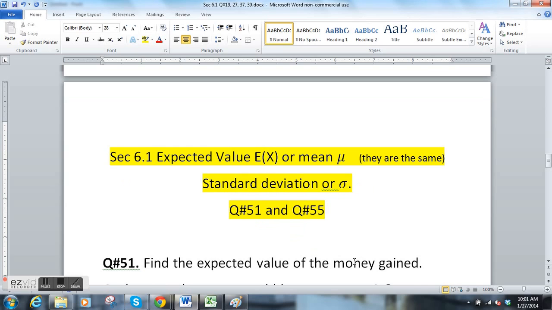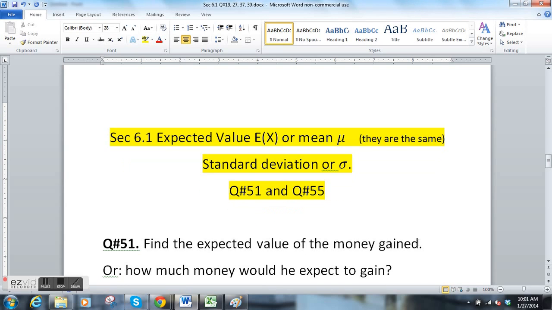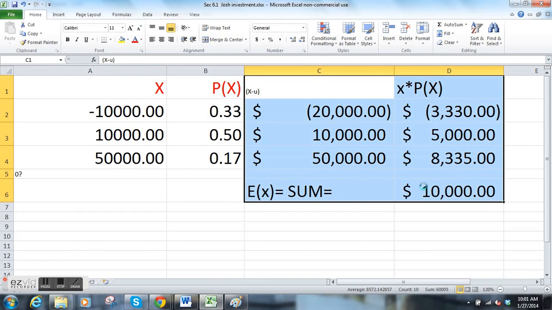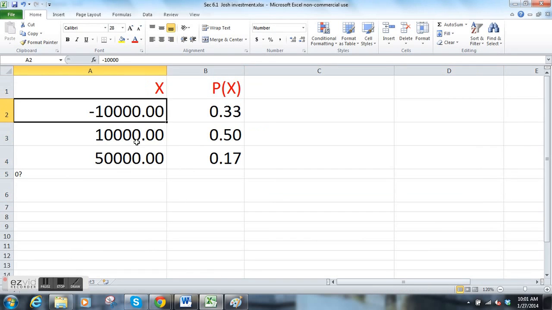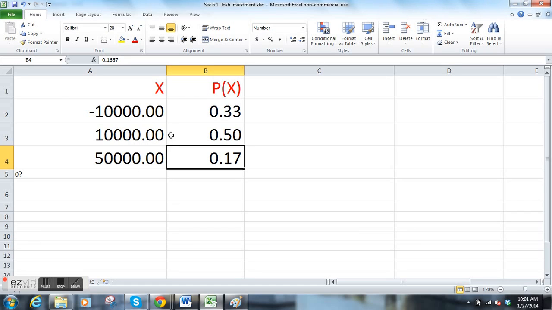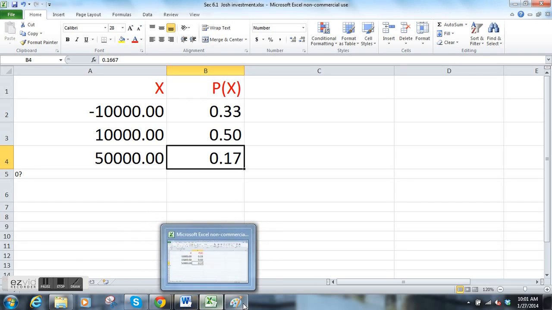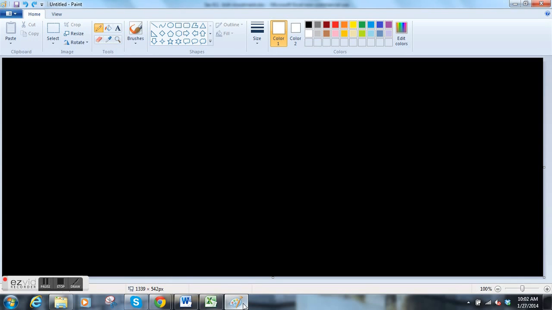So question 51 says find the expected value of the money gained for Joshua's investment scheme. This is essentially asking how much money would he expect to make. And if you look at Joshua's thing here, you can just ignore this. So here's the amount of money he could make, and here's the probabilities. So if he did this over and over and over, how much would he make on average? What would you expect to make if you invested $10,000 or whatever with Joshua? And by the way, it never says how much he's putting in. If he's putting in $1, that's a really great investment scheme, but if he's putting in $100,000, that's kind of lame. Anyway, moving on.